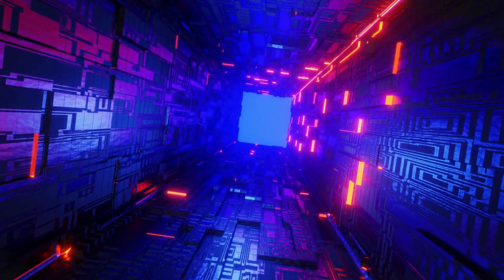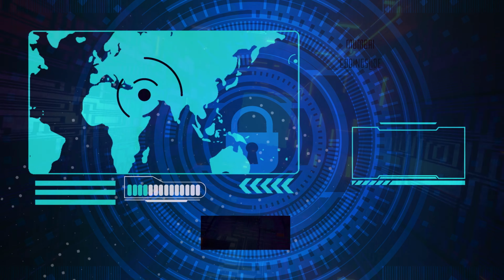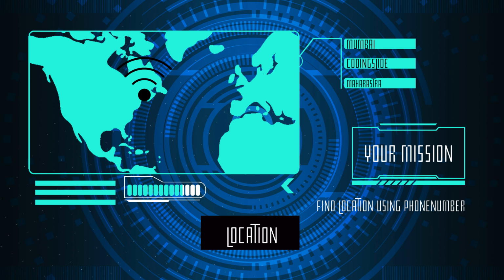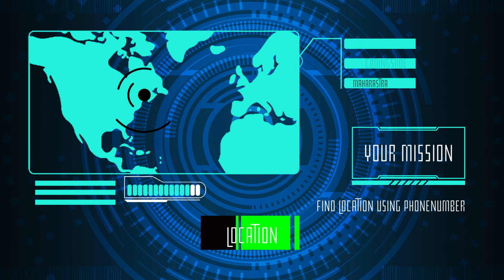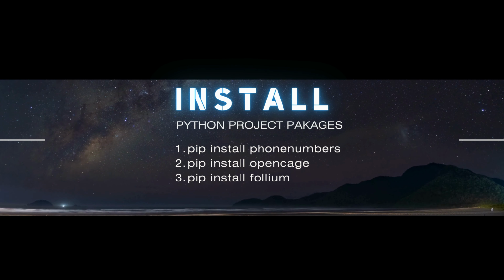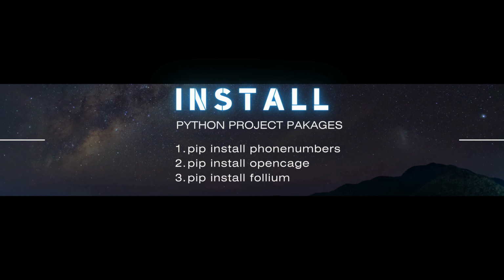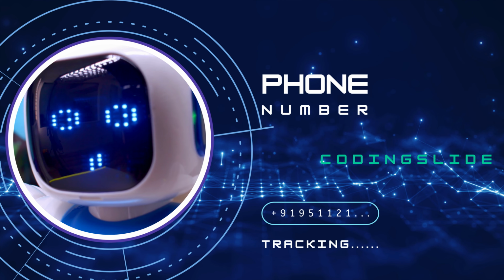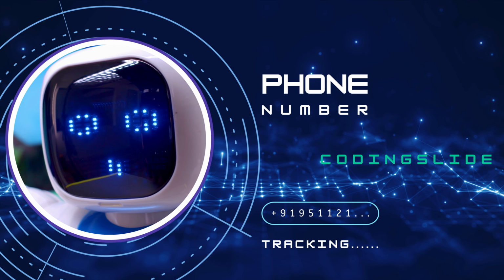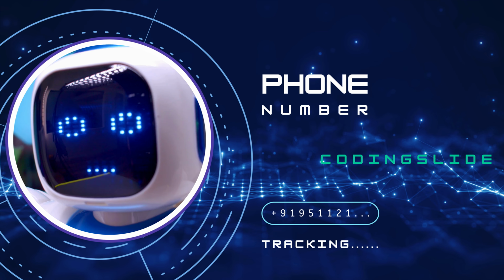Now in this video we are creating a Python program that can track a phone number and find its location in Google Map using Python. For this Python project we will be installing some Python packages, and then we will need a phone number which we want to track. In a few moments I will show how to do that.